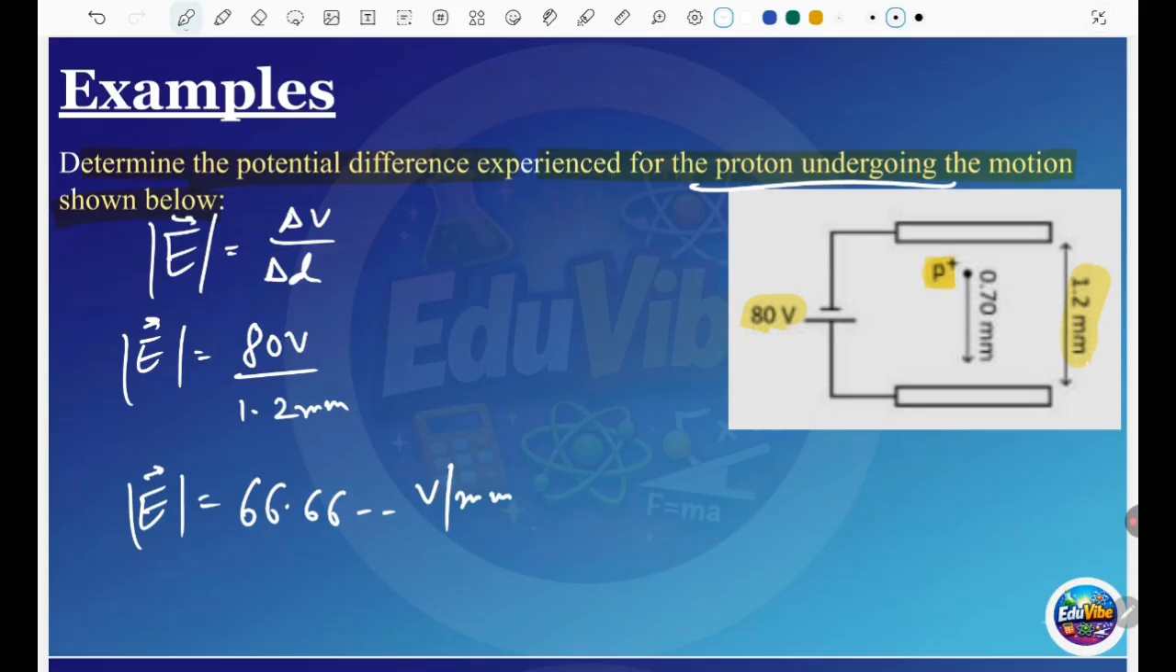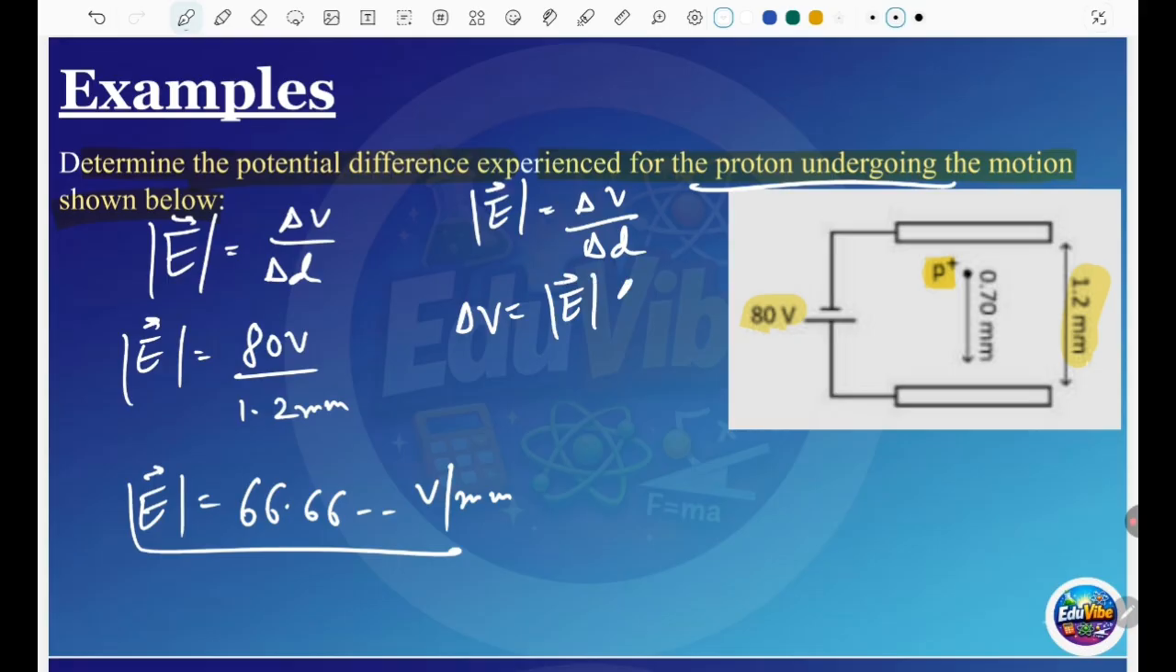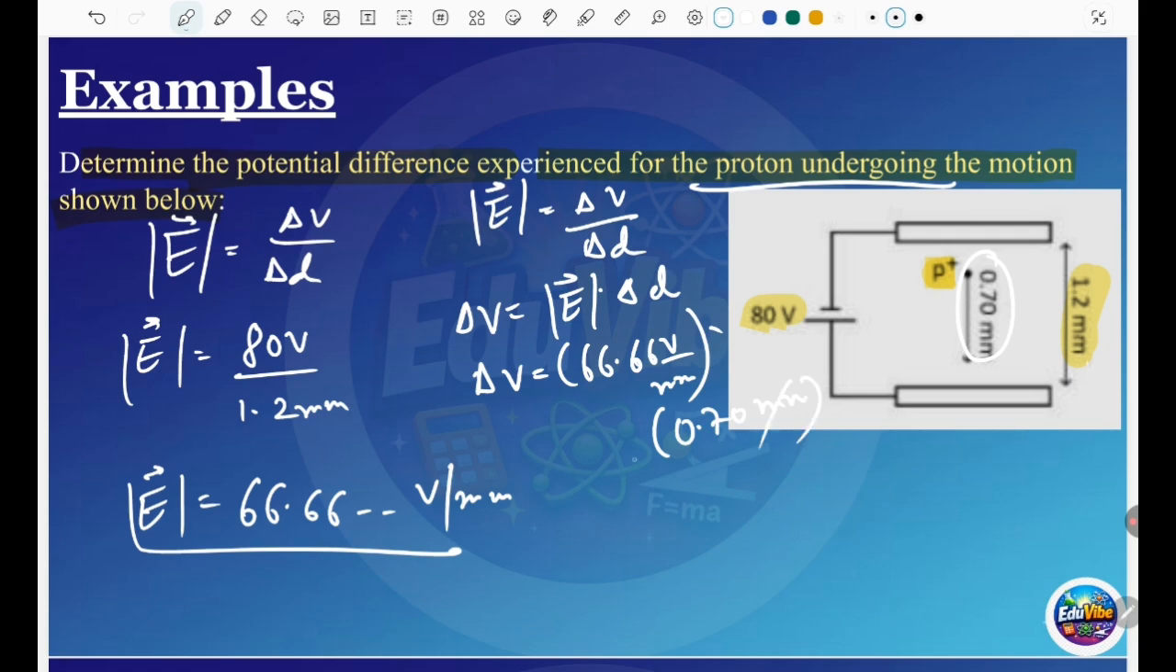So this is your electric field, but now you want delta V. For that, you have to use that formula again. Now you want delta V, so electric field times delta d. This is 66.6 repeating V per mm multiplied by delta d. Now you have to visit this delta d, which is 0.70 mm, and when they multiply, the mm cancels out. So you get delta V of 46.6 repeating volts, which is 47.